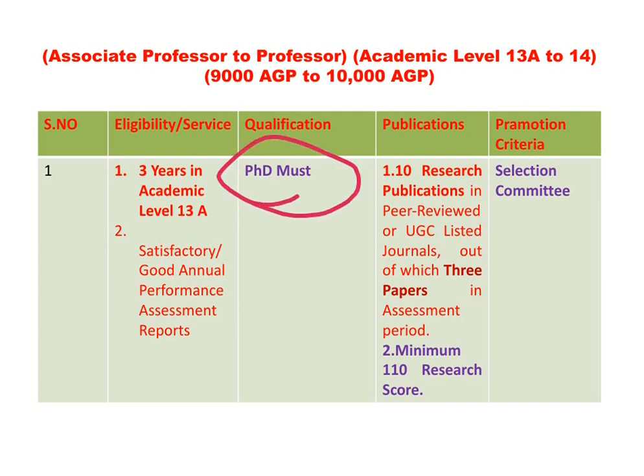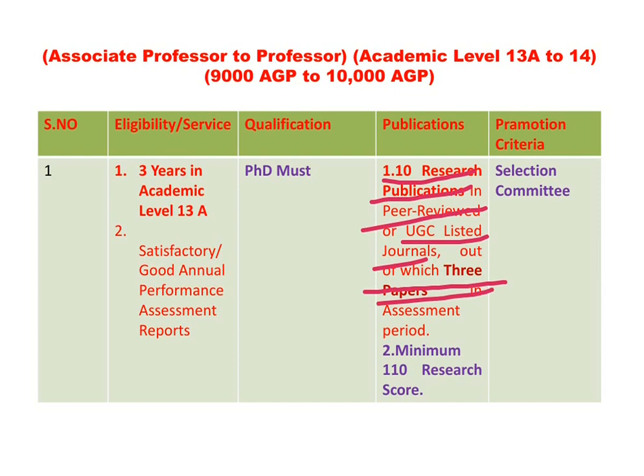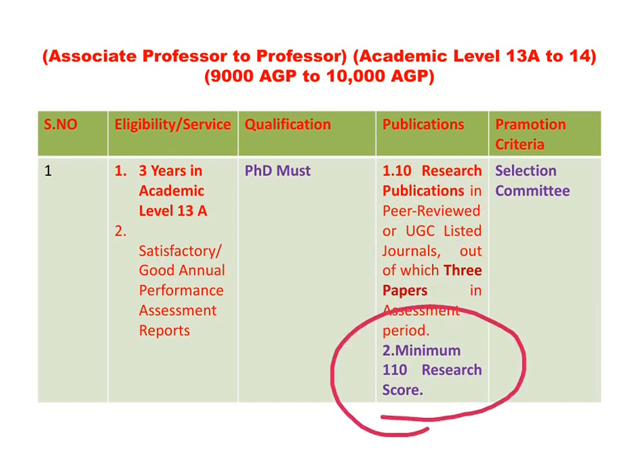PhD is a must for the professor category, and you have to publish 10 publications in peer reviewed journals or UGC listed journals. Out of 10, 3 papers must be in the assessment period, which means you have to publish 3 papers within the 3 years. Also you need a minimum research score of 110 for the professor category. The promotion criteria is the selection committee.